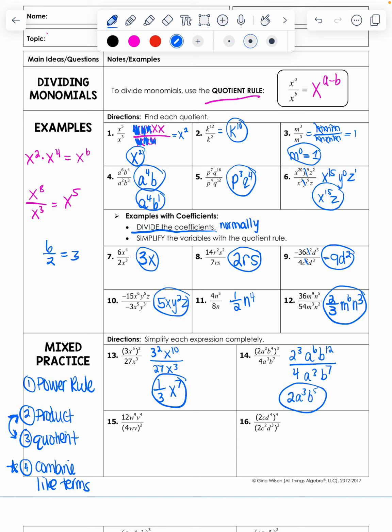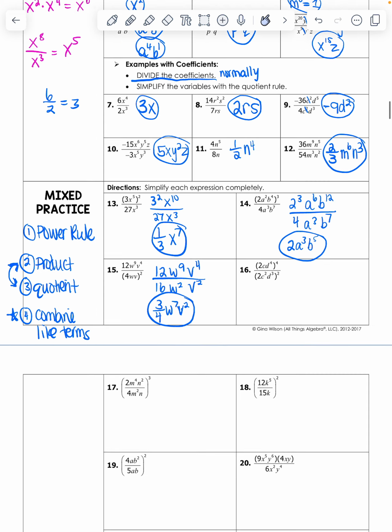Okay, number 15, we have a power rule in the denominator. This is going to be 4 squared, which is 16, w to the 2nd, v to the 2nd. And 12/16, math enter, that's going to give me 3/4. And then y to the 7th over v to the 2nd will be that answer. So that's how those work.